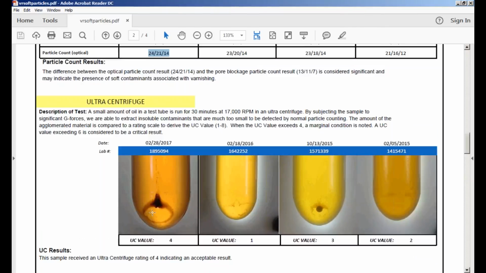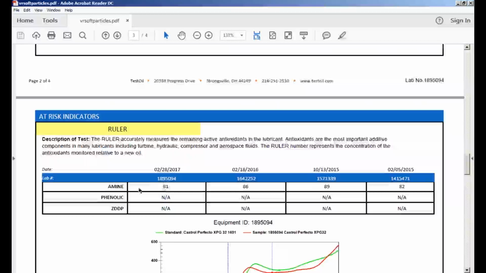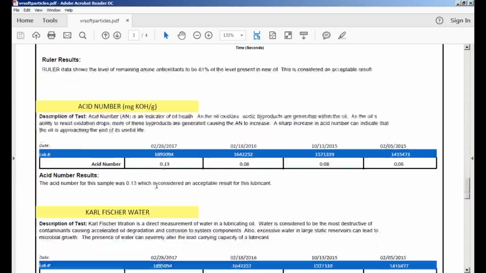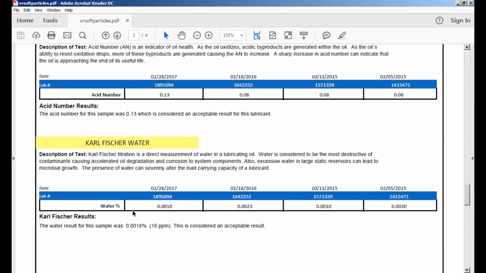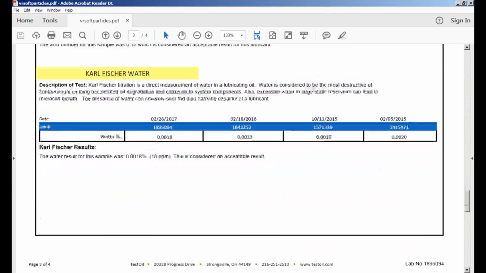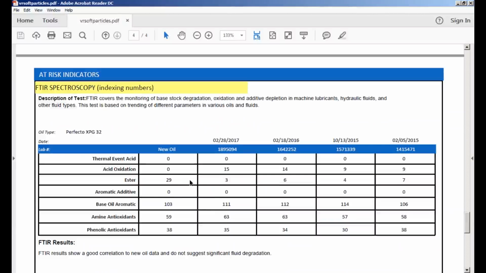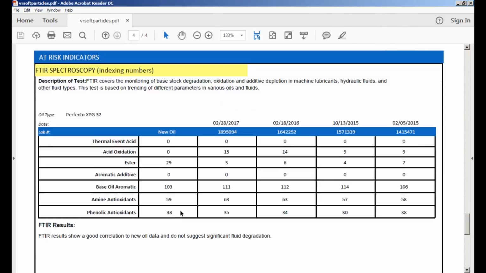All right, so we've kind of determined that. We'll take a look at the rest of this report. Here we have a pretty good amount of antioxidants, so it's not really an oil issue. Acid number looks good, so it's not a degradation issue. Water is only 18 parts per million, so we're not settling out a lot of water to get our high UC. And then our IR looks fairly reasonable. It matches up to what our new oil is listed for this particular sample.